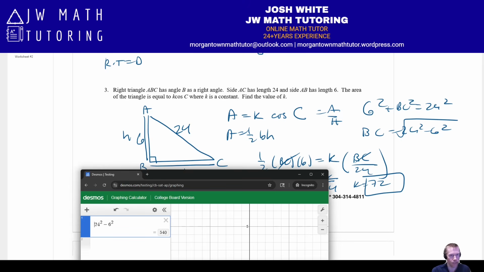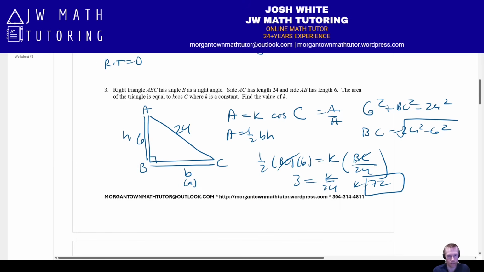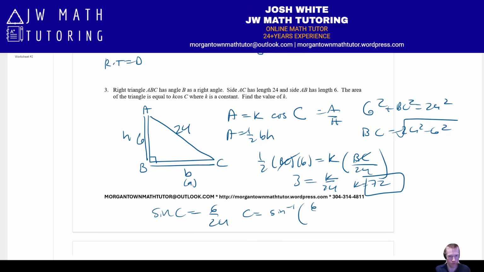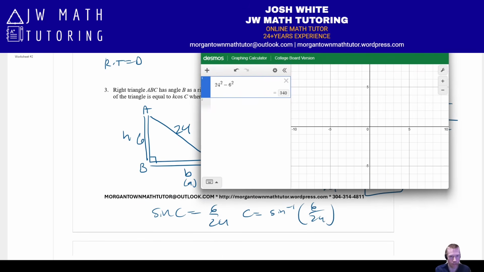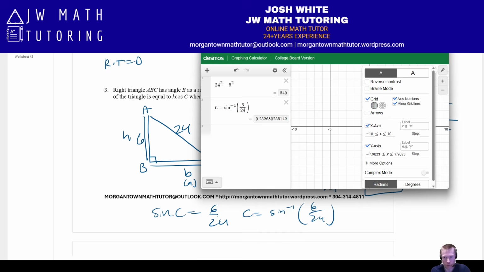So the way we can do that is we can notice that the sine of C is equal to opposite over hypotenuse, 6 over 24. Therefore, C is equal to the inverse sine of 6 over 24. So I'm going to do that in Desmos. Now, we do need to make sure we are in degree mode, not radians mode. We are not in degree mode, so I'm going to click here in the wrench, click degrees.